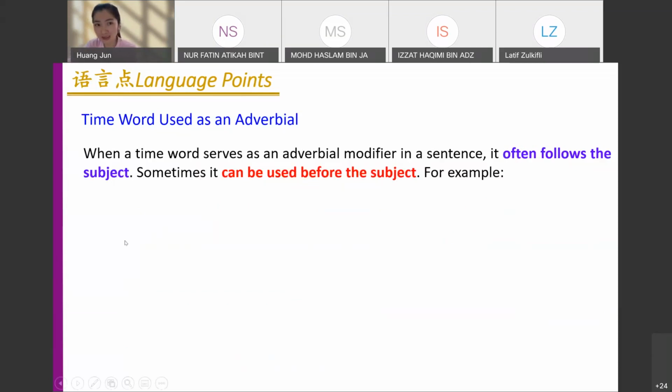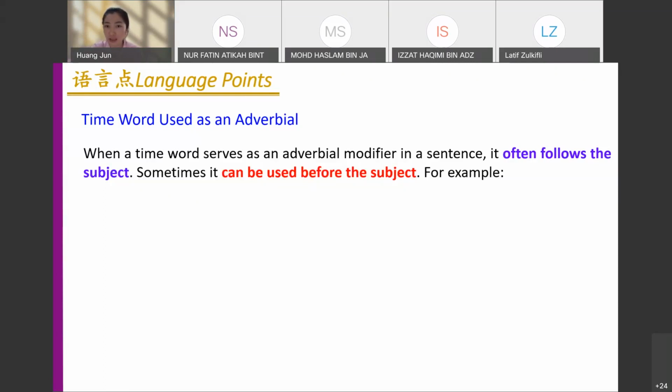Please make sure you remember, you have 2 places to put the time. You can put it before or after the subject, both can, but never put it at the end of your sentence. You can choose to put it before or after, both can, but never at the end. Words related to time never go at the end of your sentence. This one you have to remember clearly.